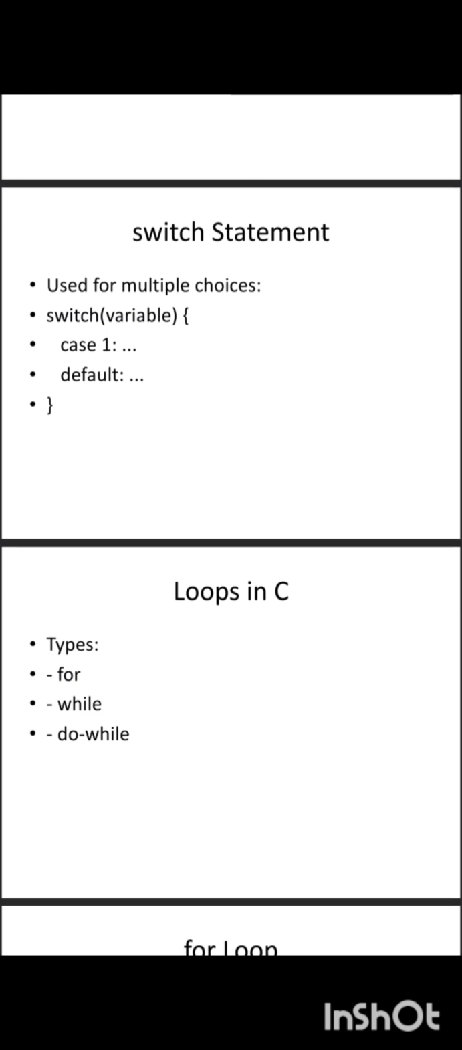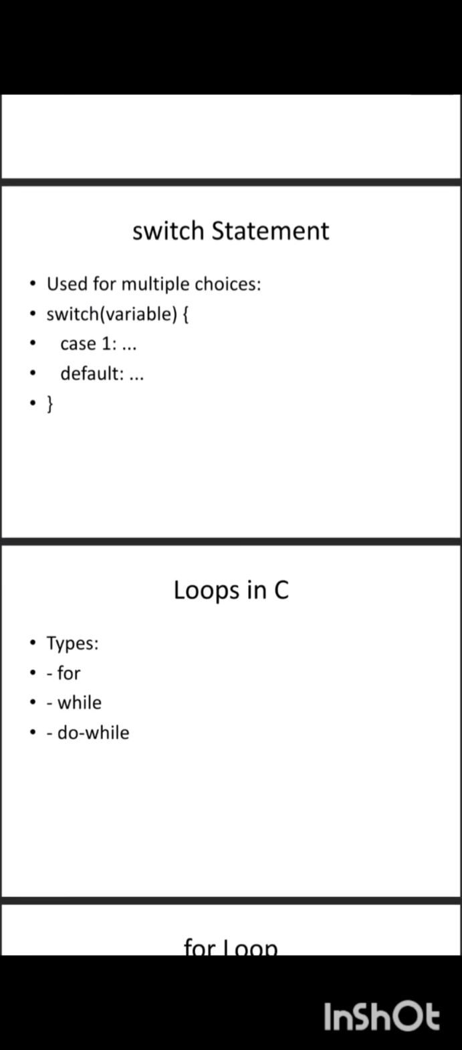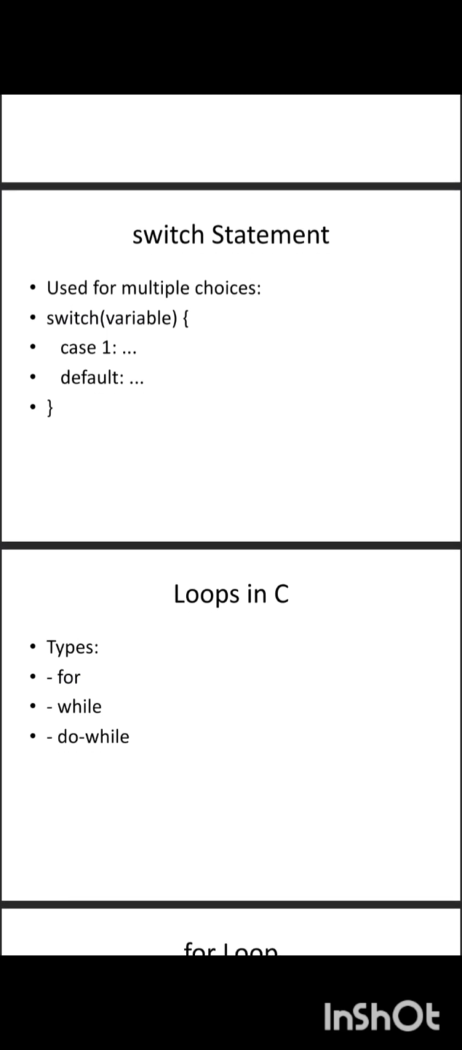And come to slide 12, loops in C. Loops allow you to repeat a block of code multiple times. C provides three main types of loops: for loop, while loop, and do while loop. Each has its own use cases. The for loop is ideal when the number of iterations is known. The while loop is used when the condition is checked before each iteration, and the do while loop ensures the code runs at least once before checking the condition. These loops help reduce redundancy and make your code cleaner and more efficient.